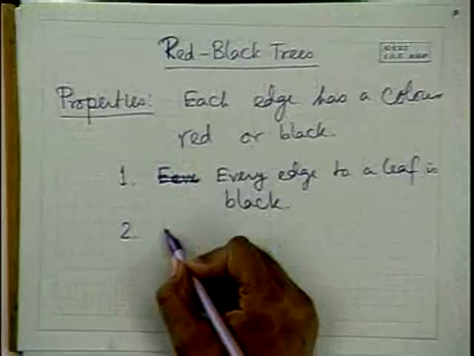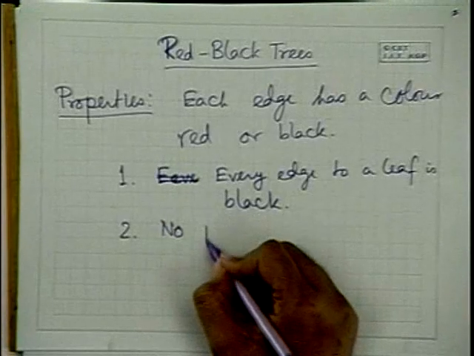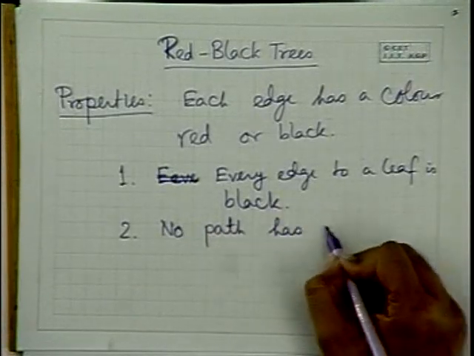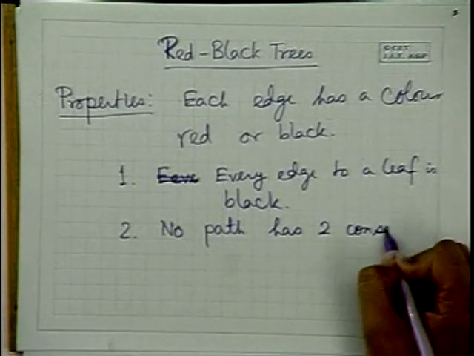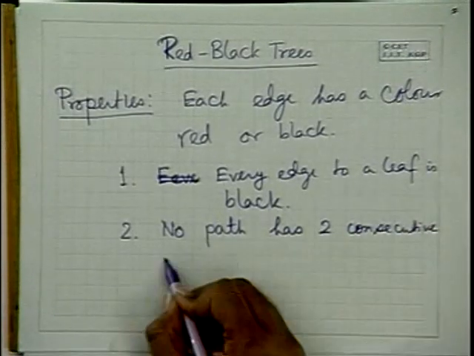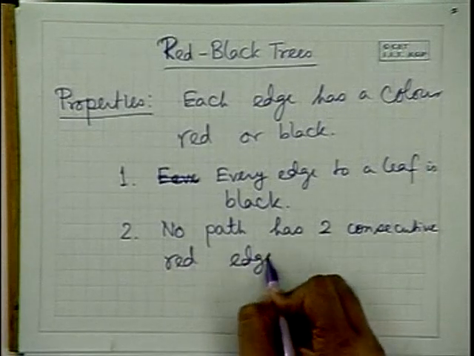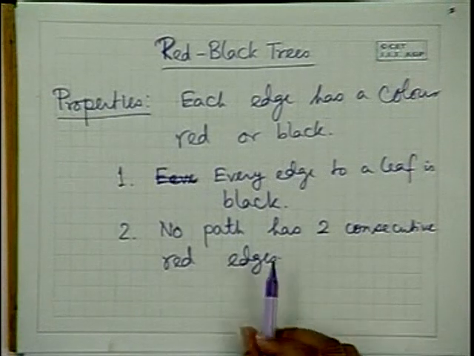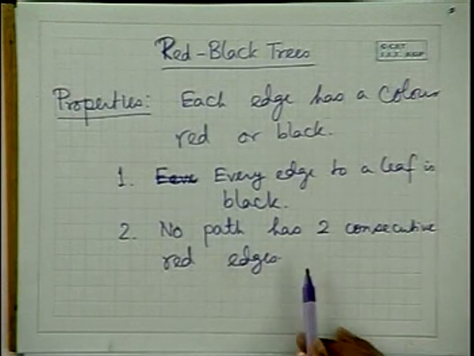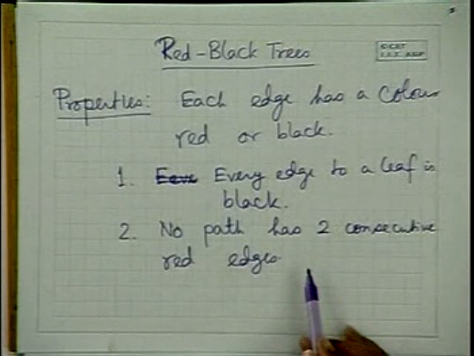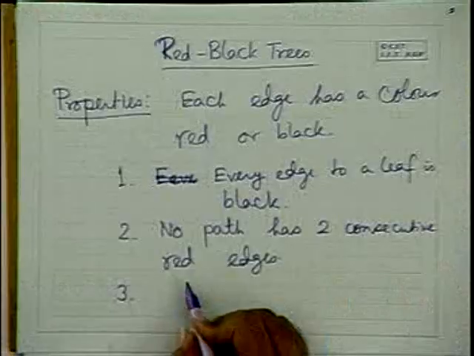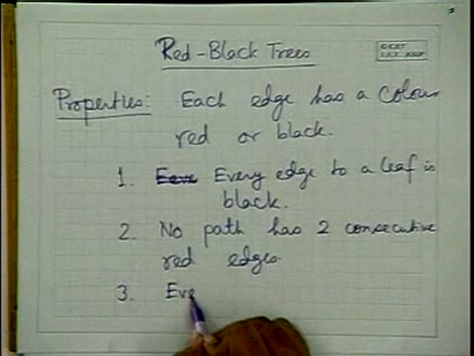The second property says no path has two consecutive red edges. We cannot have that. So if you take a downward path from the root to any node, or to any leaf, on that path there should not be two consecutive red edges. It's not allowed.